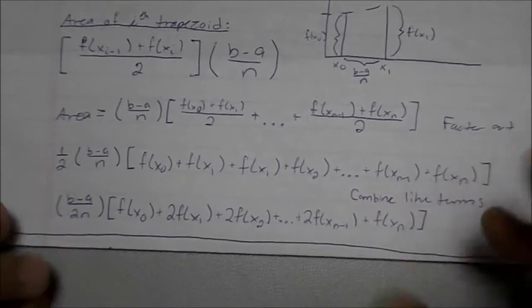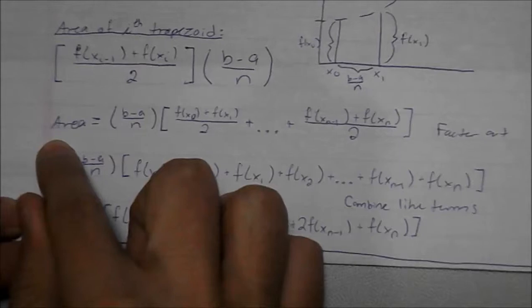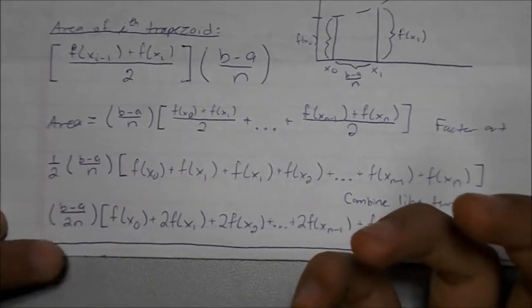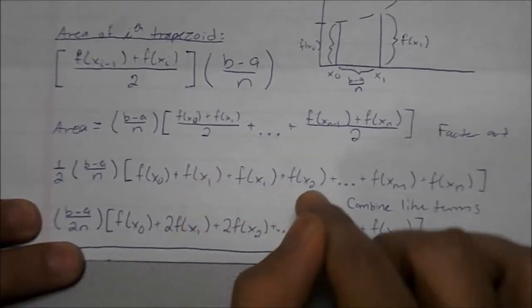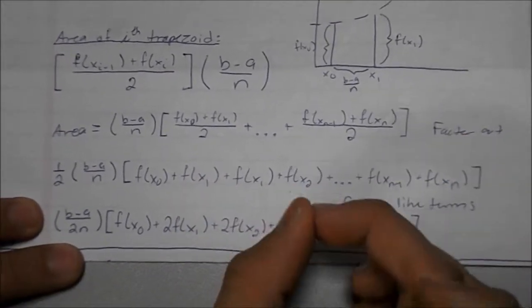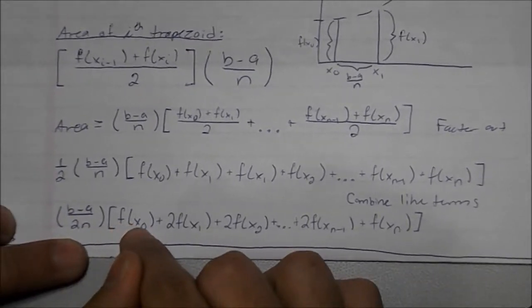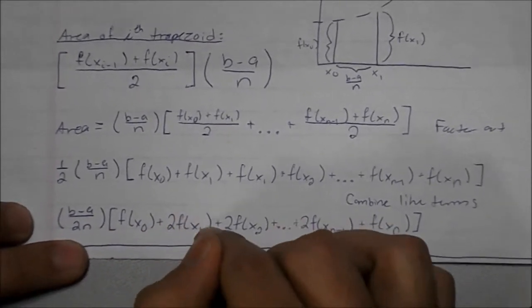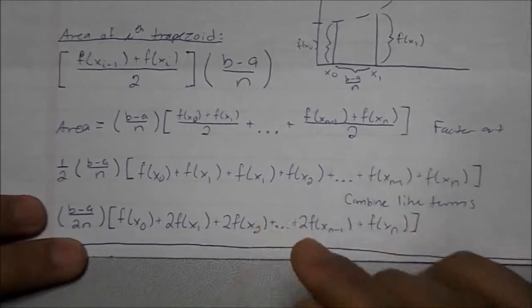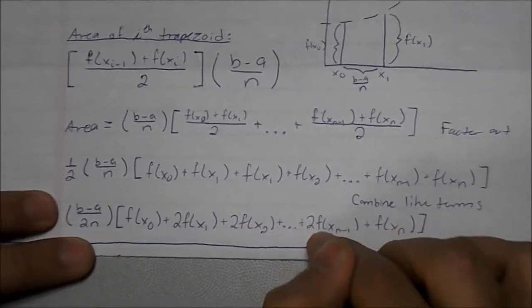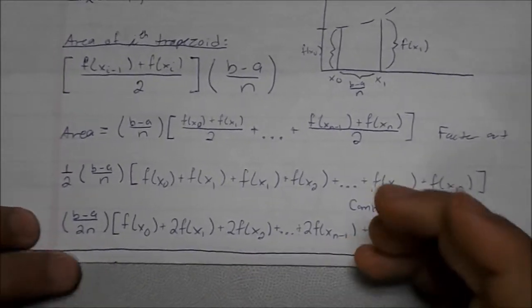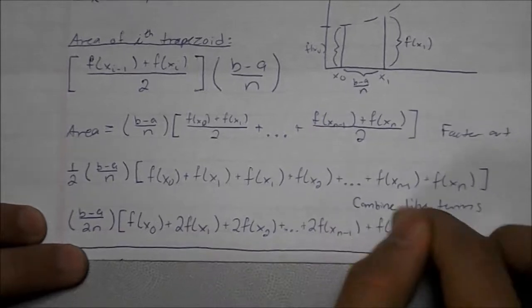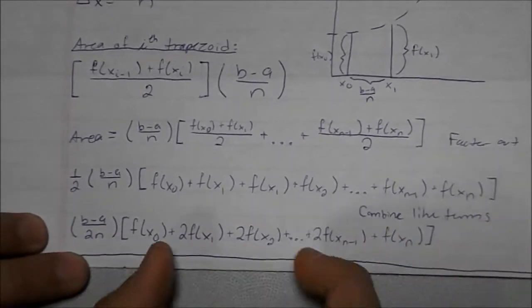f of x n. Now, you combine these two together and you get b minus a divided by 2n. And on this side, since you have two f of x1s and two f of x2s, you can combine those and you'll have f of x0 plus 2 times f of x1 plus 2 times f of x2, and so on, plus 2 times f of x n minus 1 plus f of x n. Now in the trapezoidal rule, the first and last term do not get multiplied by 2. Only everything else in the middle gets multiplied by 2.